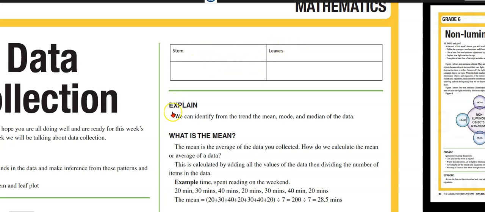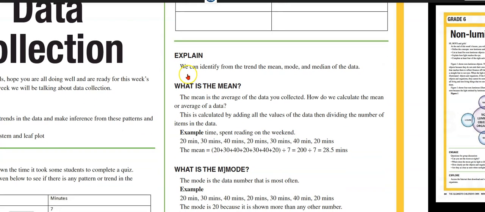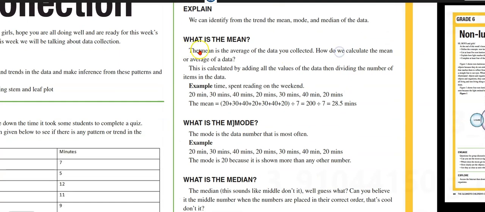Stem and leaves. Explain. We can identify from the trend the mean, mode, and median of the data. What is the mean? The mean is the average of the data you collected. How do we calculate the mean or the average of the data? This is calculated by adding all the values of the data, then dividing by the number of the items in the data set. Let's think about it another way. So we are going to find the sum, then divide by the number of addends.